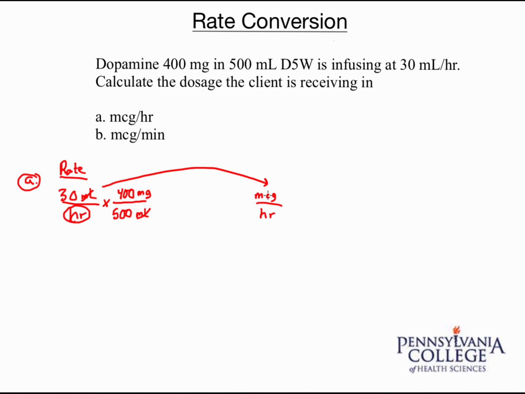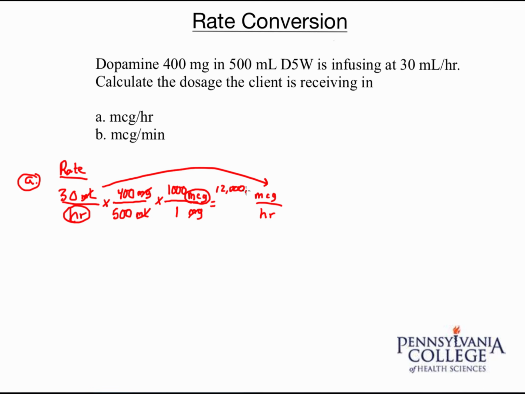I want micrograms. This is good though, as I had mentioned, because these units are in the metric system. It's a quick conversion. You need to know that 1 milligram is 1,000 micrograms. And from here, I can see just with that additional step, I can now have a unit of micrograms in the numerator and hours in the denominator. If you multiply those numerators, so if you take 30 and multiply that by 400 and multiply that by 1,000, you're going to get a large number. It's going to be 12 million.